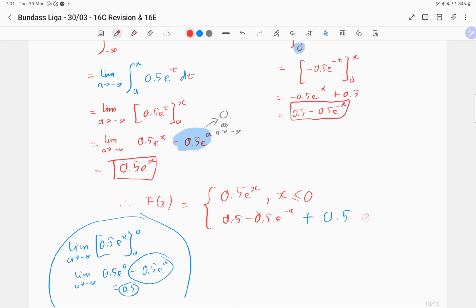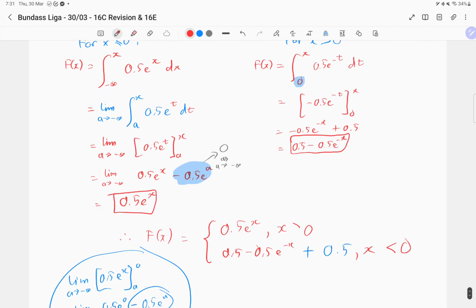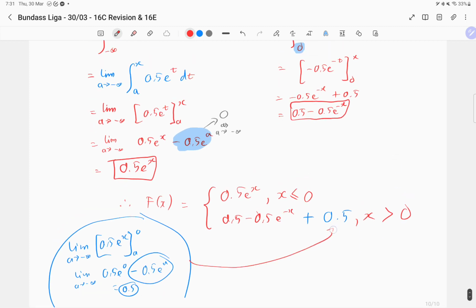Okay, for x less than or equal to 0, and x more than 0. Okay, does it make sense? Yeah, and this one is the area left of 0, because it's outside of the main domain for the second function.